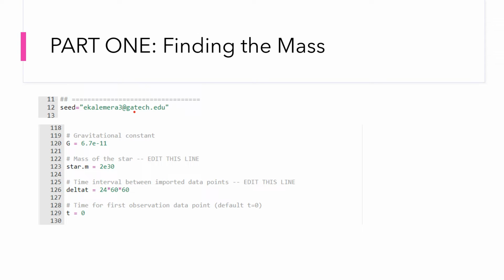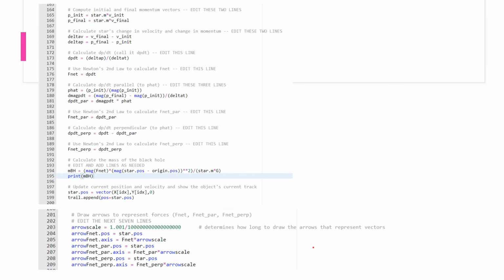So here we have the seed, which will give us the randomized orbital coordinates, and then we have the givens: the gravitational constant, the mass, and the change in time. Here are the actual physics equations. Up top we have momentum, then change in velocity and change in momentum, then we calculate the rate of change of momentum and set that equal to net force. Then we find the parallel component of dp dt, setting that equal to F net parallel, and the perpendicular component of dp dt, setting that equal to F net perpendicular. Finally, we find the mass of the black hole by rearranging the gravitational force equation.